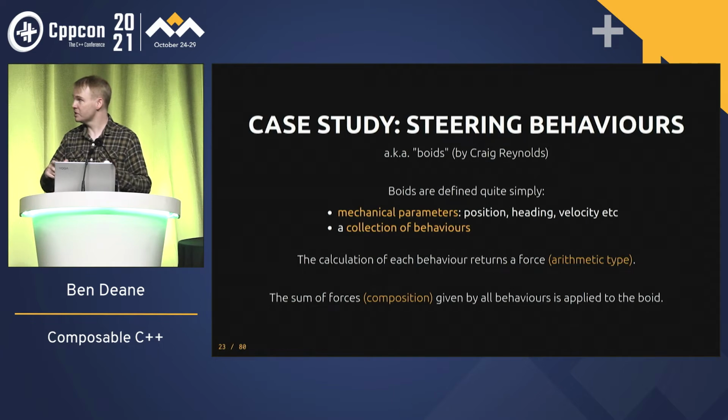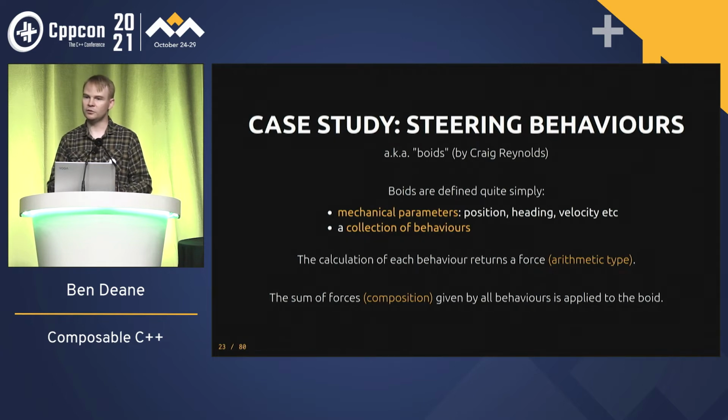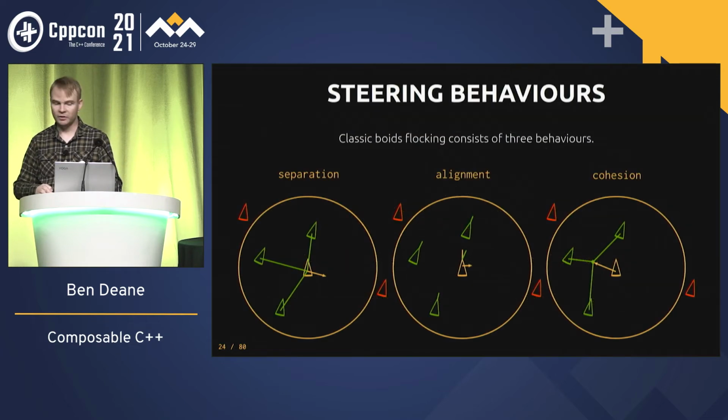And the classic example is flocking birds, right? They're called boids. So they're defined very simply by a bunch of mechanical parameters, a bunch of dynamic parameters, where they're going, how fast they're going, and then a collection of behaviors. And the behavior is nothing more than a function to return effectively a numeric type. In this case, it's a force vector. And so a boid can have any number of behaviors attached to it. Every one of those behaviors takes all the mechanical parameters and takes its surroundings and calculates some force vector, and then we sum up the force vectors over the behaviors.